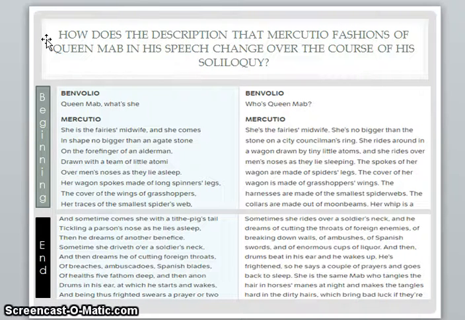You may remember that Mercutio says his Queen Mab speech when all the guys are on the way to the Capulet ball, and Romeo states that he's a little nervous about going to the Capulet ball, that he had a dream the night before that something bad was going to happen. So read the beginning of the Queen Mab speech, and then this is the end. And as you read, consider how his description of Queen Mab changes, and then you'll answer the question.